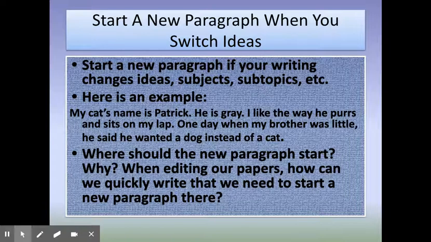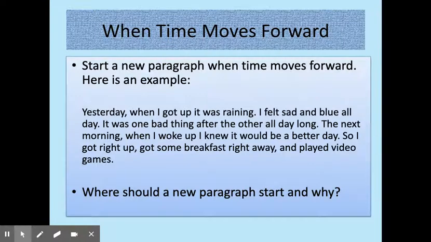My cat's name is Patrick. He is gray. I like the way he purrs and sits on my lap. One day, when my brother was little, he said he wanted a dog instead of a cat. I would put our new paragraph right here. That's me drawing my fancy backwards P to mark that I would need a new paragraph right here. Okay. Not only is the author switching ideas, they also are jumping forward or backward in time. So that's where we'd split it there.